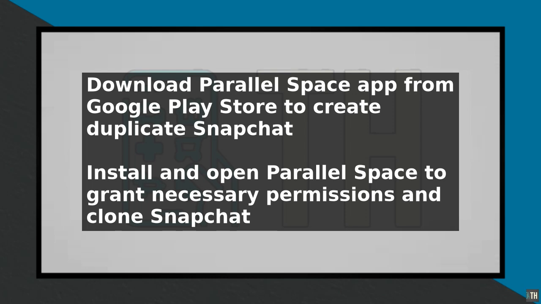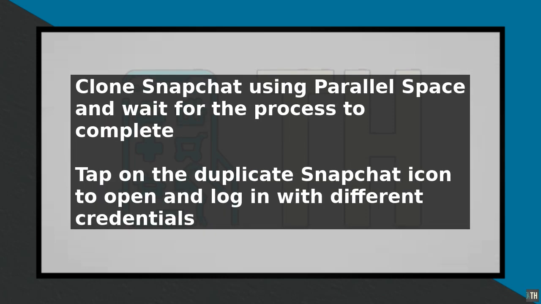Once installed, open the Parallel Space app and grant the necessary permissions. You will then see a list of installed apps. Find Snapchat and select it to create a duplicate version. Wait for the cloning process to complete. This may take a few seconds.